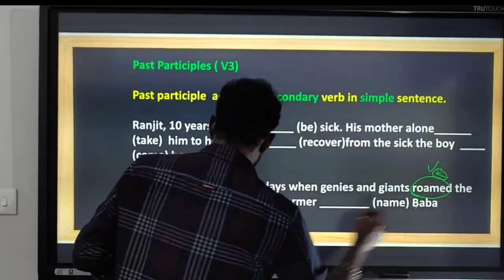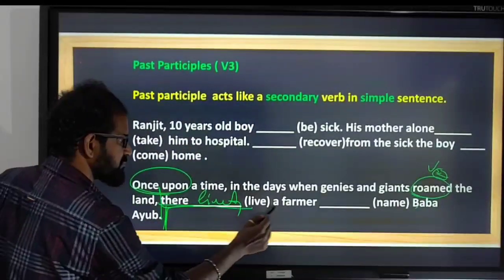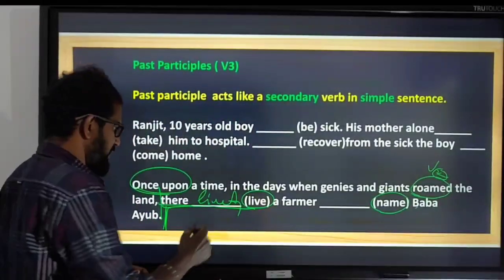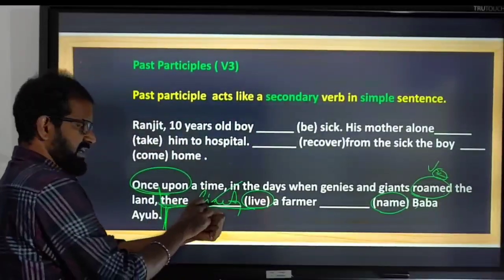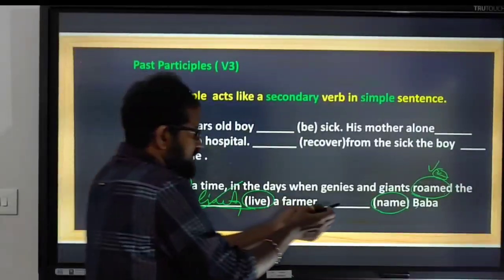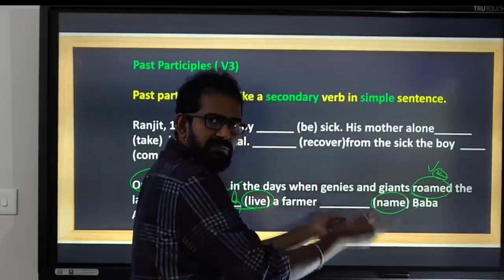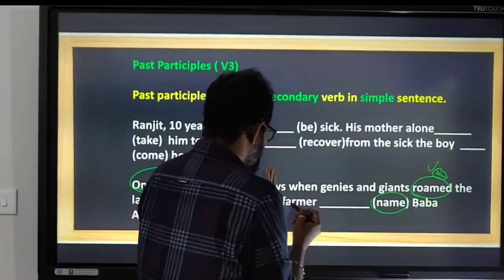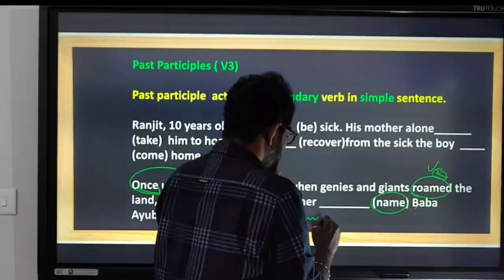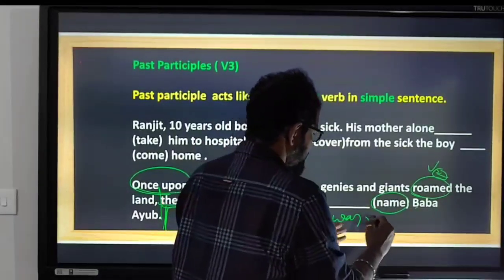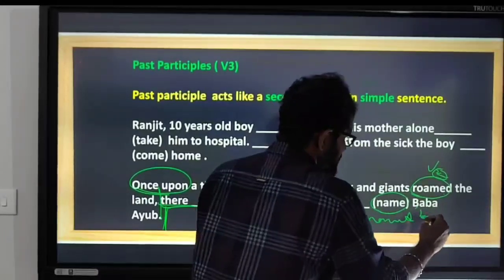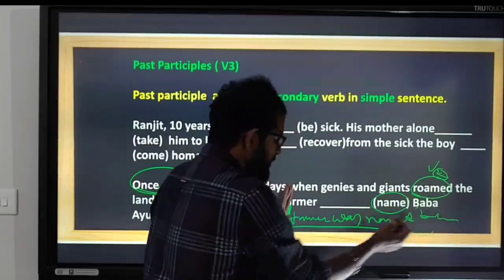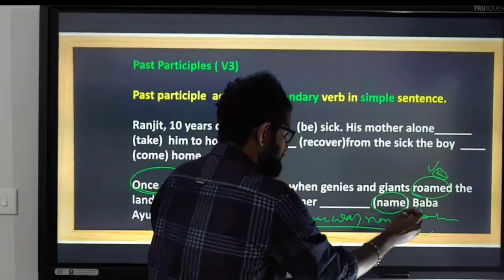There lived a farmer. This is a simple sentence again. Being a simple sentence, we can't use two main verbs. One main verb has to be used immediately after the subject. The next one, we need to decide whether past participle or present participle must be used. Named Baba Ayub. So let us take farmer. Farmer was named Baba. This is a simple sentence. Farmer was named Baba.